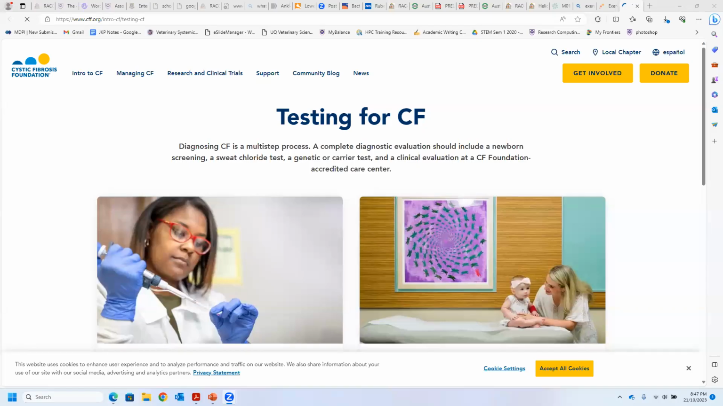Testing for cystic fibrosis is a multi-step process. A complete diagnostic evaluation should include the following. So in Australia, when a baby is born, they do a newborn screening test within the first 72 hours.